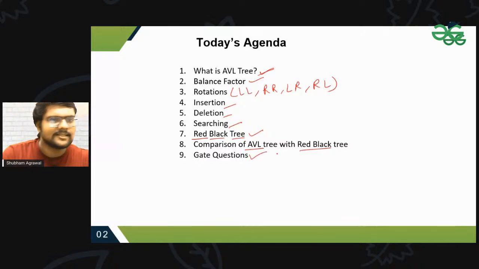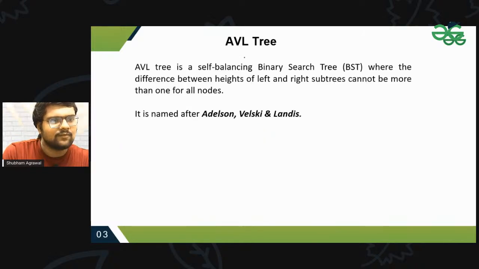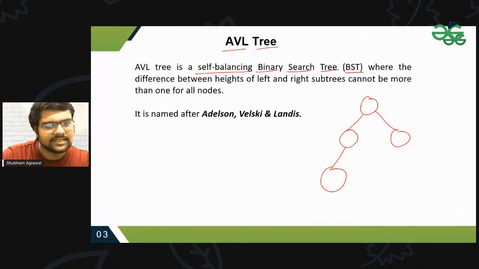So what is AVL tree? AVL tree is a self-balancing binary search tree. First of all, AVL tree is a BST, and it is self-balanced. The difference between the height of the left subtree and the right subtree is at most 1. If I have a tree something like this, the height of the left subtree here is 2, and here it is 1. So the difference 2 minus 1 is 1. The difference between the height of the left subtree and the right subtree cannot be more than 1.